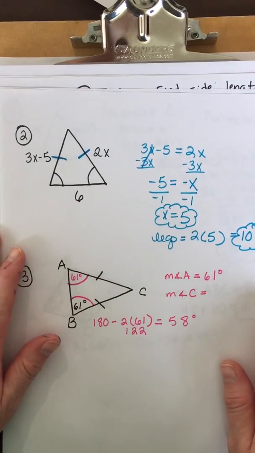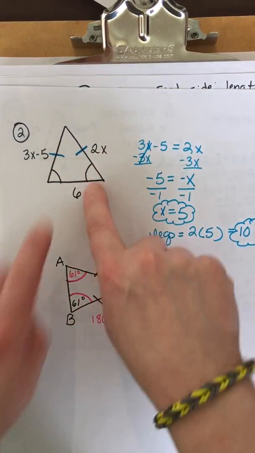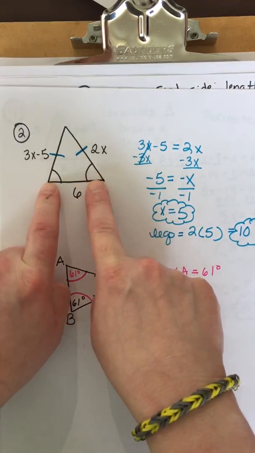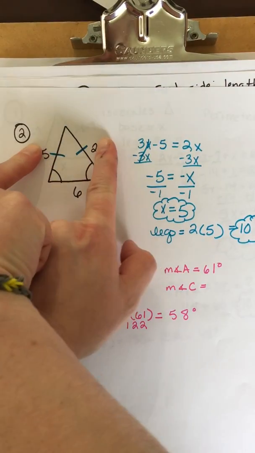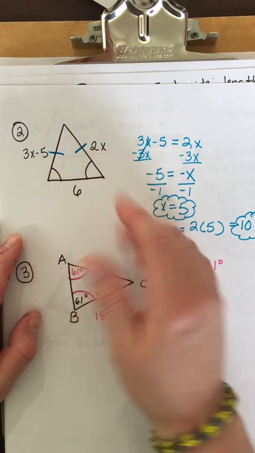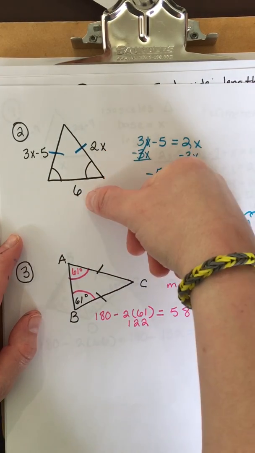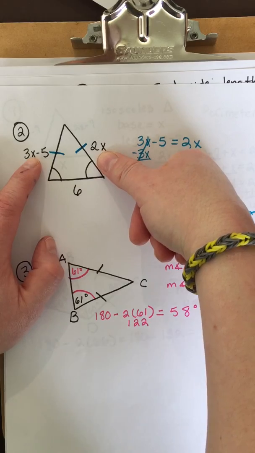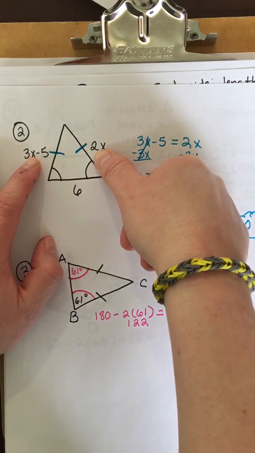For number 2, they gave me a triangle, and then they marked that these two angles are congruent. Well, if these two angles are congruent, then the sides across from those angles are also congruent. So this is an isosceles triangle. You wouldn't want to set the leg length equal to the base. What you want to do is set the two legs equal to each other, because I know the legs of an isosceles triangle are congruent.